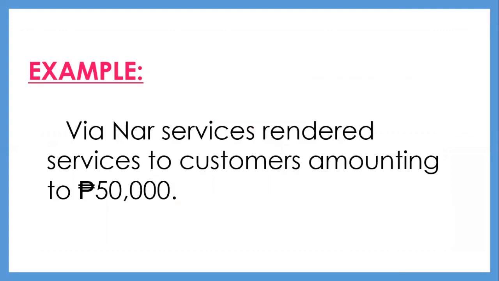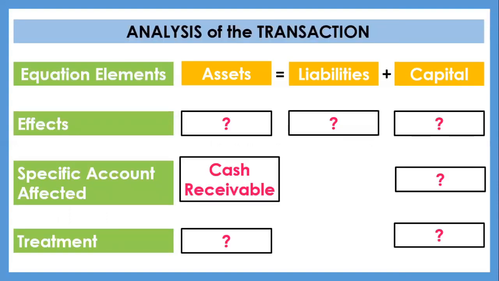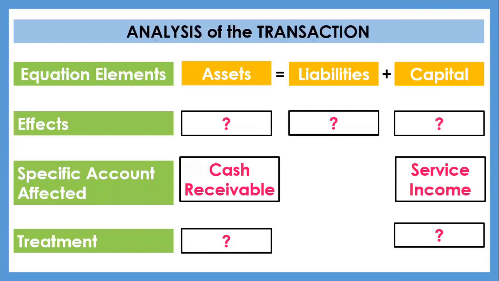So, for example, V&R Services rendered services to customers amounting to 50,000 pesos. Now, apparently in this problem, V&R Services is the name of the company, and obviously it's a service industry as well, since it rendered services to its customers. Now, the first step in analyzing our transaction is to determine the specific accounts involved. Based on our problem, as you can notice, there are two accounts involved. First is cash receivable, and second, we have service income.